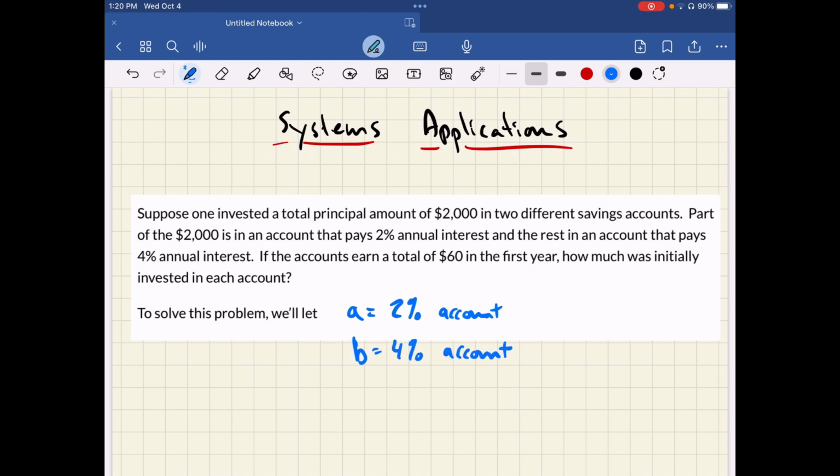All right, and what I don't know is how much I put in each account, right? It says two different savings accounts is what I use. Part of the 2,000 is invested in an account that pays 2%, and the rest of it is in an account that pays 4%. All I know is if I take the amount I put in A plus the amount I put in B, that's going to equal $2,000.